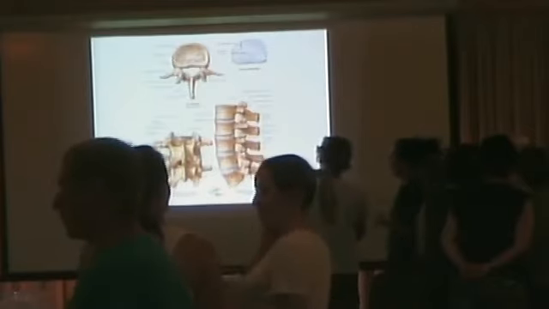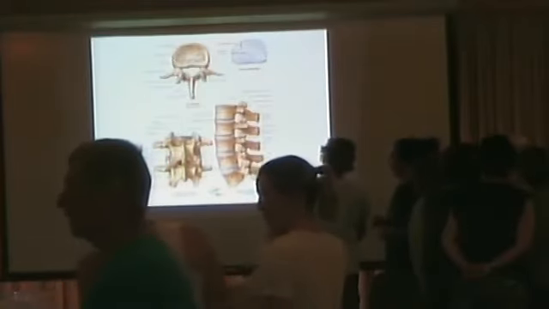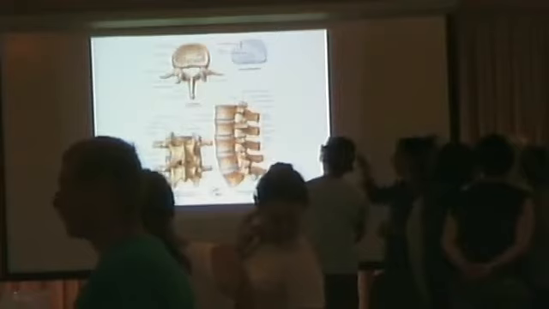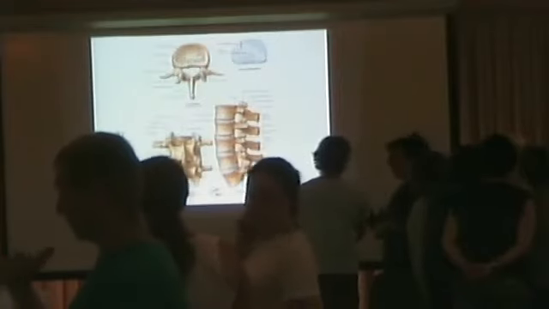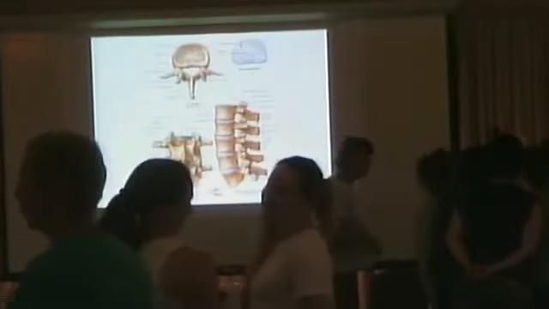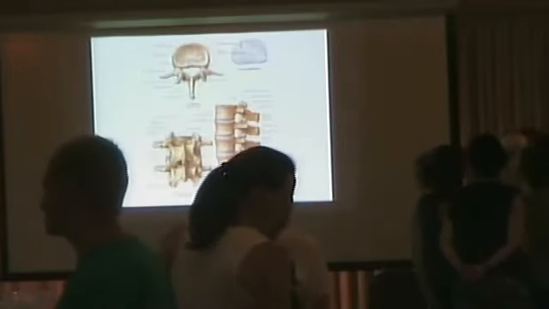1, 2, 3, 4, 5. Okay, that is L1 lumbar, and that is T12. T12 has both. That's T12. Can you see the facet joints? It's quite interesting because the lower part has both. That is the reason why we really can.